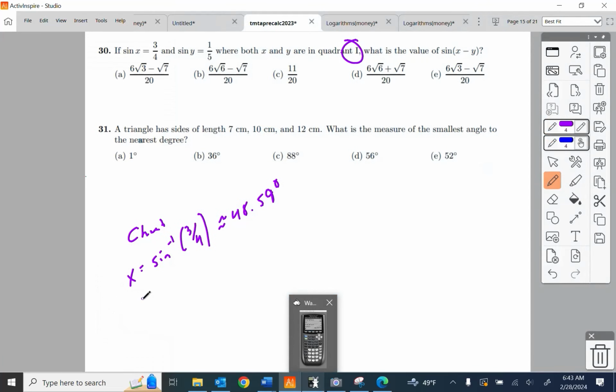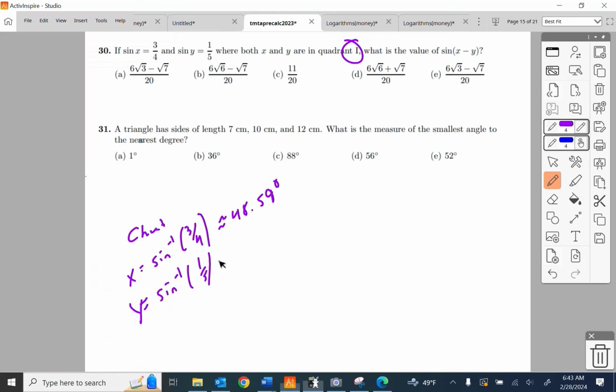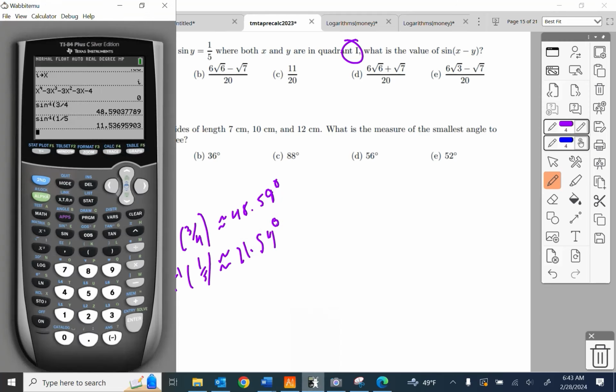Y is going to have to be the arc sine of 1/5. Is about 11.54 degrees. And then we'll put those together. I don't know why I did that. That's actually not what I'm supposed to do. I'm supposed to do the sine of that guy minus that guy. Sine of, see what it says? Sine of x minus y. Minus.